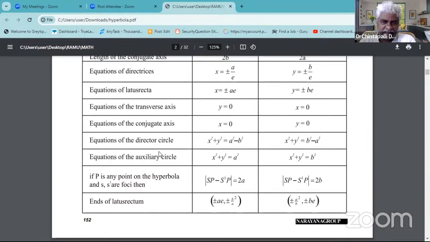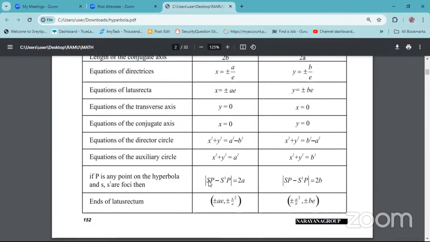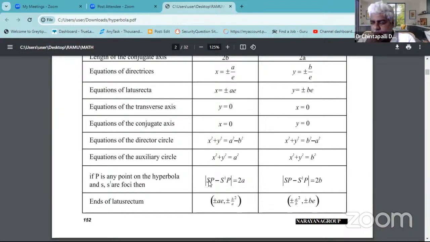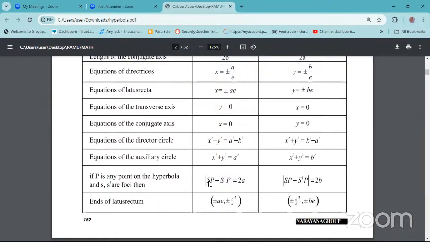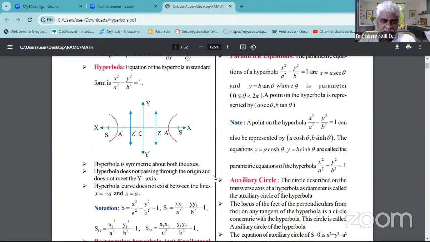Do you remember we had this last but one formula? SP plus S dash P is equal to 2a. We also proved it. But here the difference is only minus. It's a tour of ellipse.